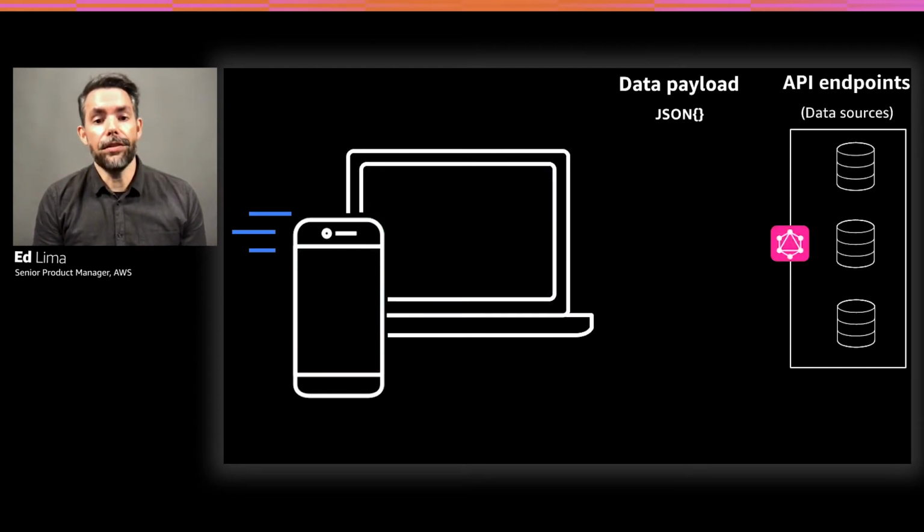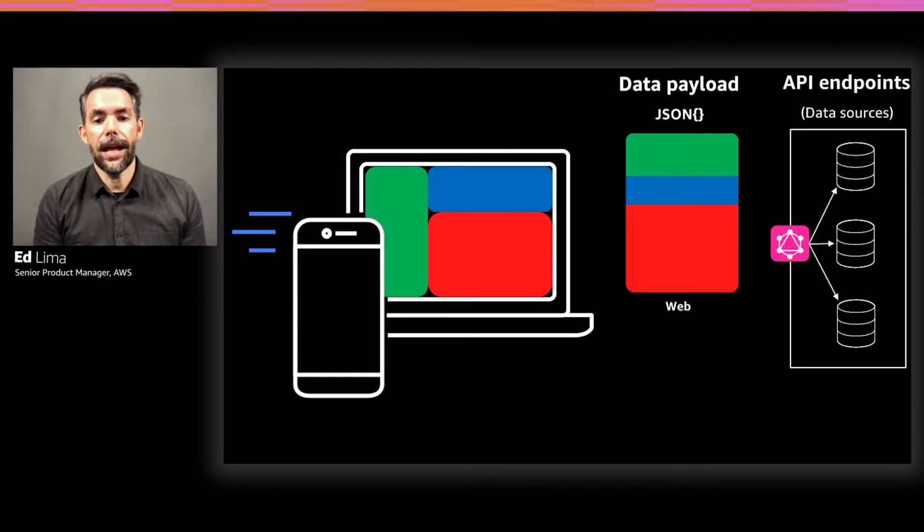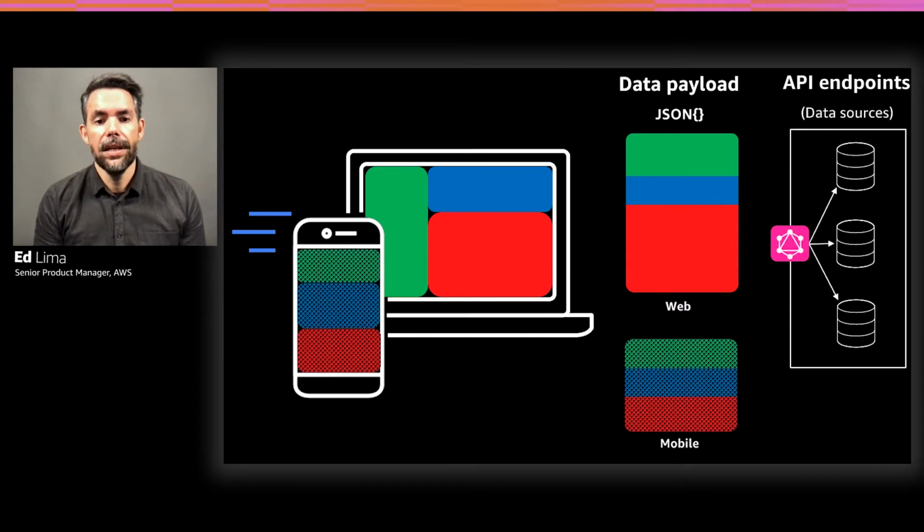Now let's take a look at GraphQL. With GraphQL, I have a single API endpoint exposed to all clients, and I only need to make a single API call. The client defines the data it needs, and data is retrieved from multiple data sources automatically for me. The mobile app reaches the exact same endpoint and receives a customized payload with only the data fields it requires.